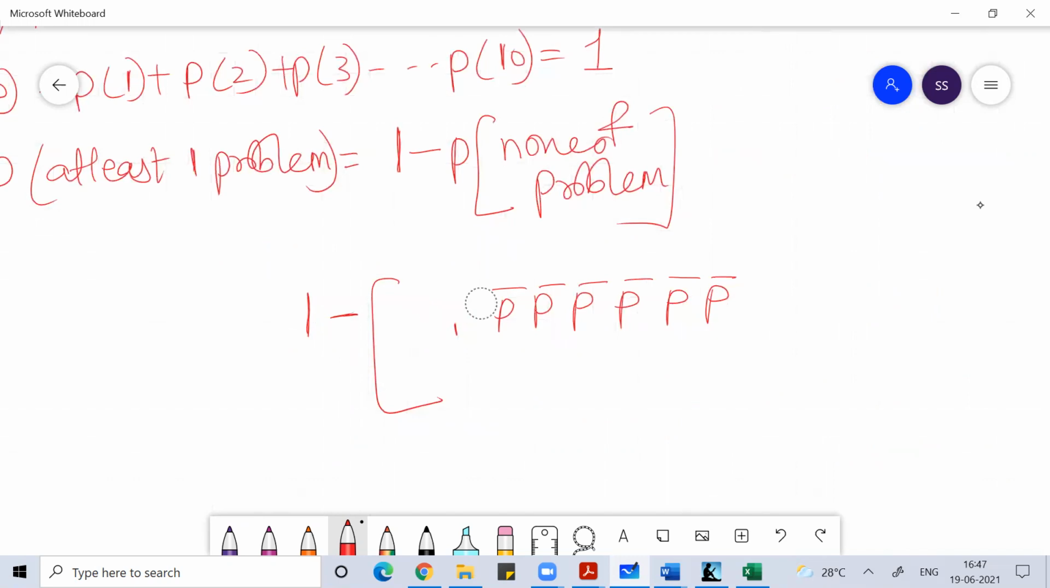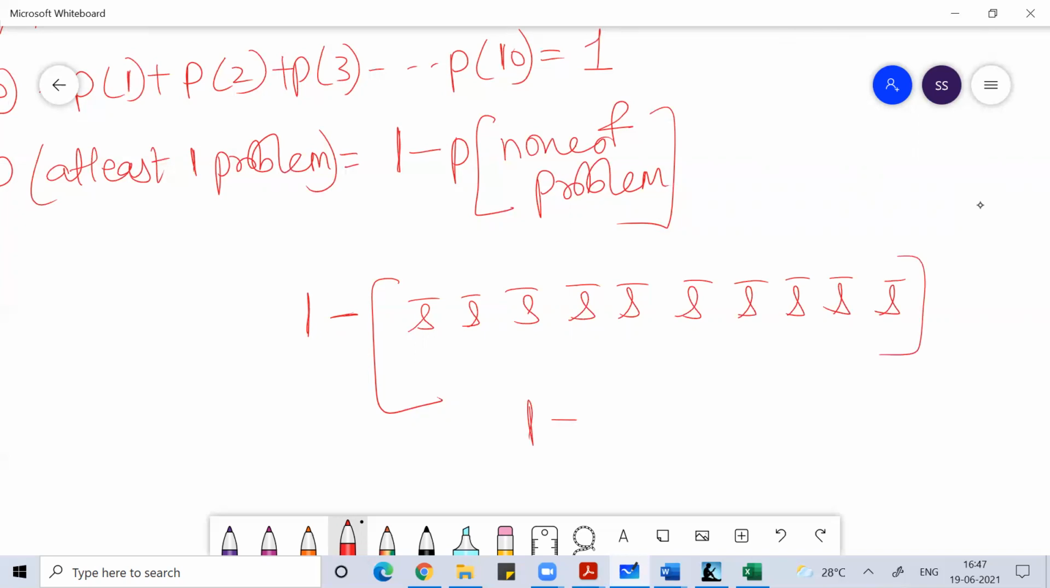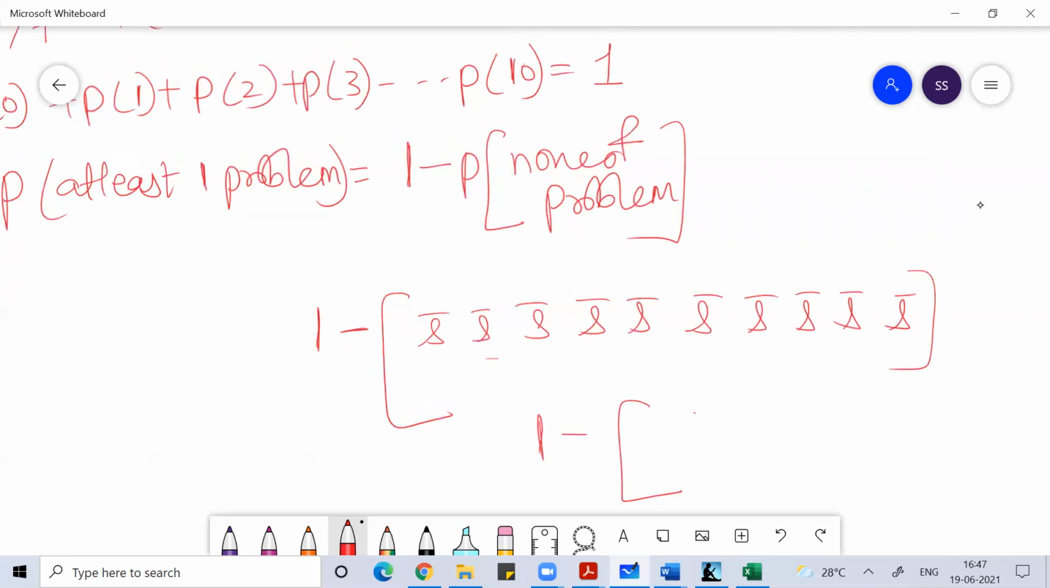If S is the probability that he can solve, S dash is the probability he cannot solve. So like 4, 5, 6, 7, 8, 9, 10. I hope you understand. So 1 minus, in how many ways can you arrange? One way only. Solving is 5 by 7. Not solving is 2 by 7. And this came how many times? 10 times. So this is your answer.